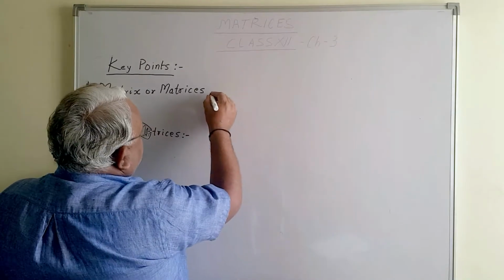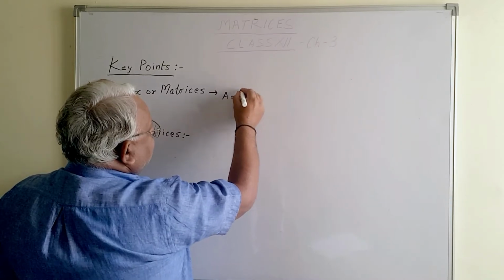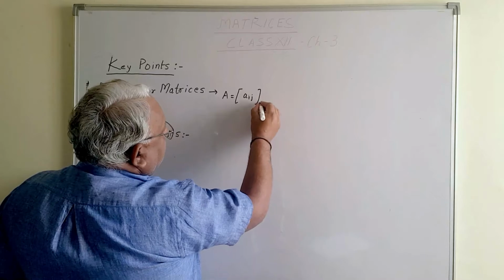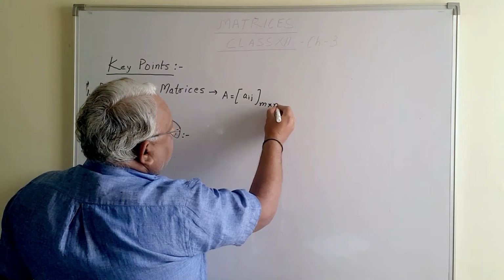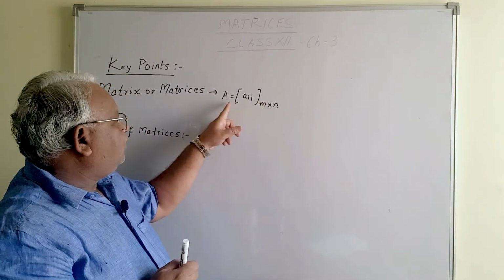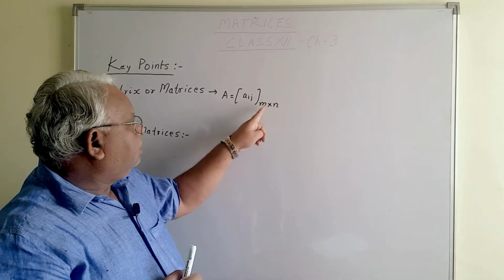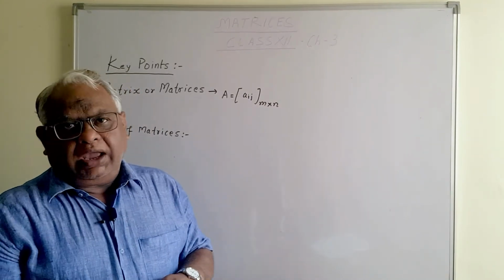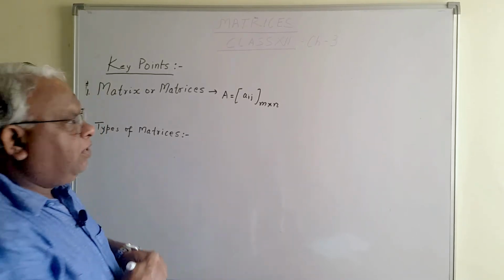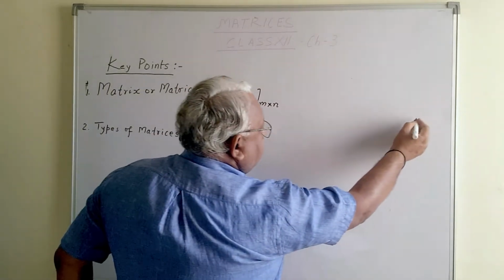So let us take this matrix in a bigger picture. A, i, j, M cross N. So I hope you have understood the meaning, that this is a matrix whose elements are Aij and the order of the matrix is M cross N. So now let me elaborate it. It will look like this in a bigger picture.